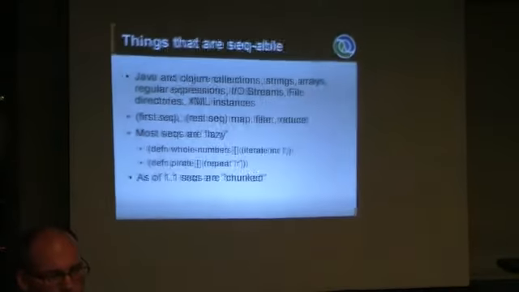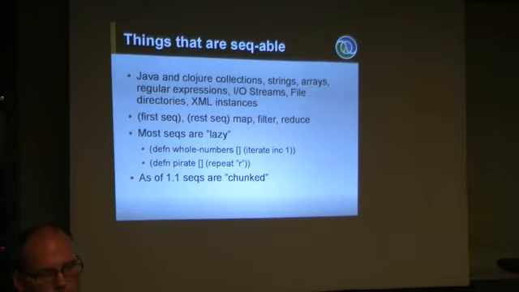There are other things, like I've listed a few here. Primitive arrays in Java are also seqable. Regular expressions are: if I'm doing a match on a regular expression, I can get the first match, the second match, and filter through the matches. XML instances are also seqable, so I can get the first element or node off of an XML instance. Files and IO streams are also seqable. Directories too, so I can get the first file off of a directory. You can make anything seqable yourself simply by creating an iterator for it.